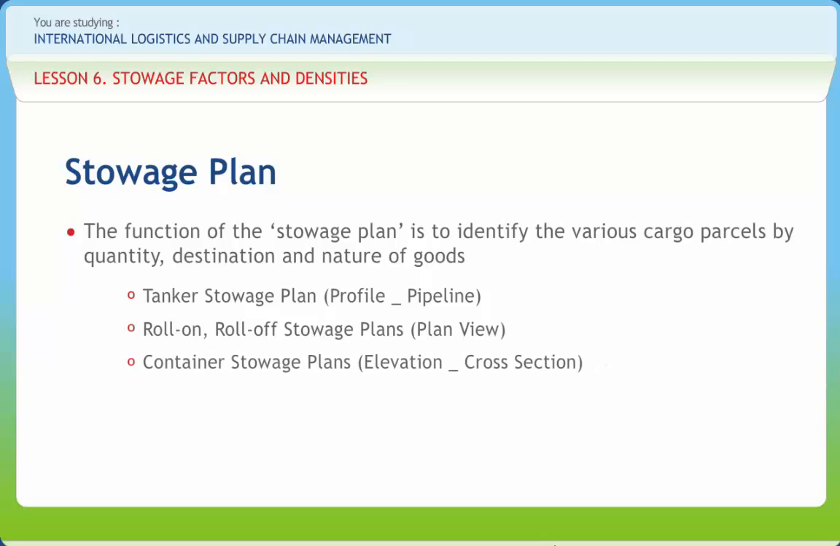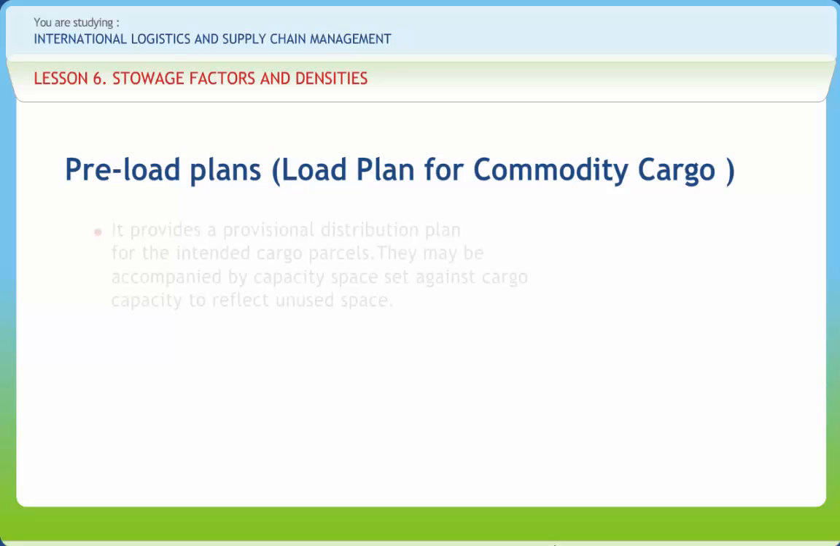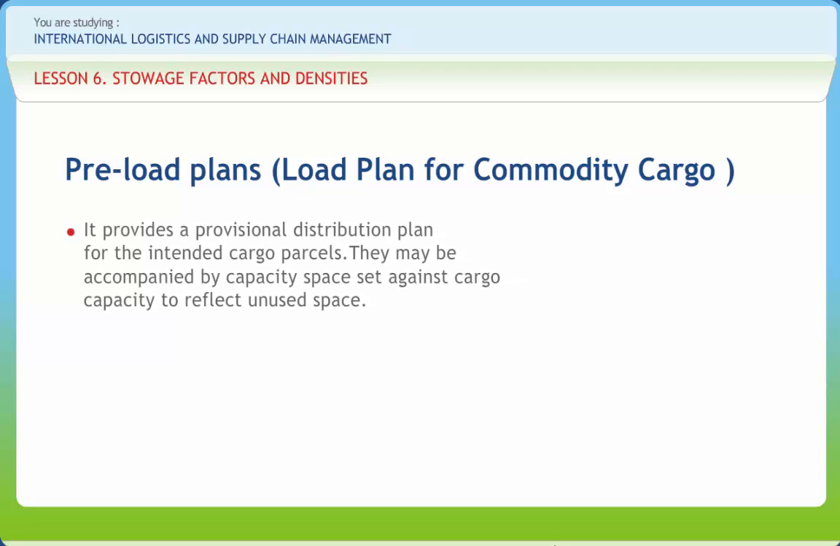Container stowage plans or elevation cross-section. Container stowage plans are a proven way of tracking specific units during the sea passage. The plan identifies each unit and allows shippers to estimate arrival times and the whereabouts of their goods during every stage of shipment. It provides a provisional distribution plan for the intended cargo parcels. They may be accompanied by capacity space set against cargo capacity to reflect unused space.